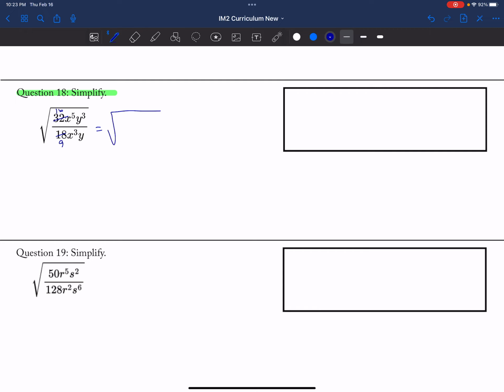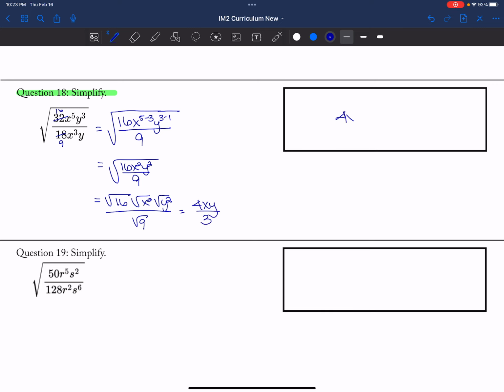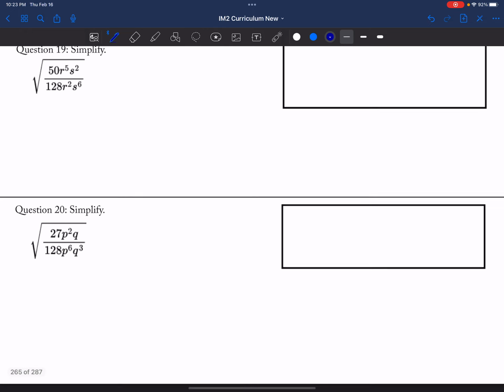So this is the square root of 16, x to the 5 minus 3, and then y to the 3 minus 1. So then I'm left with 9 in the bottom. So then this is the square root of 16x squared, y squared over 9. So this is square root of 16, a square root of x squared, square root of y squared over the square root of 9. So that would give me 4xy over 3. And then that is it for every other even.